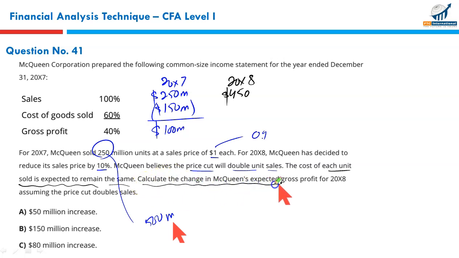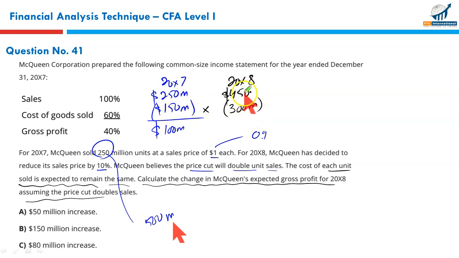Calculate the change in McQueen's expected gross profit for 2008, assuming the price cut doubles sales. We have seen this. Now, CGS should only be doubled, 150 to 300 million. Why? Because it said there is no change in cost of sales. If the sale quantity doubled, the cost of sales will be doubled.